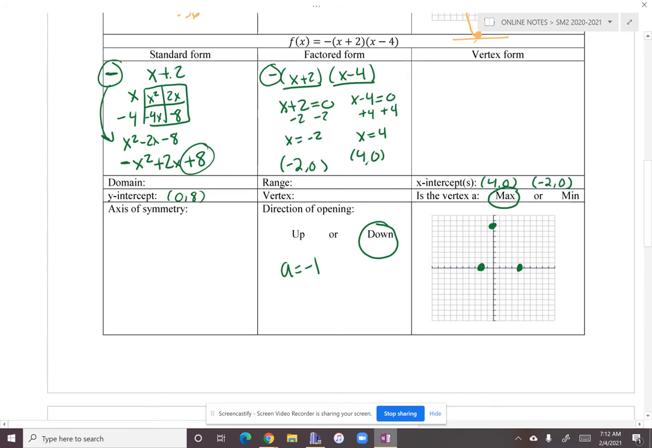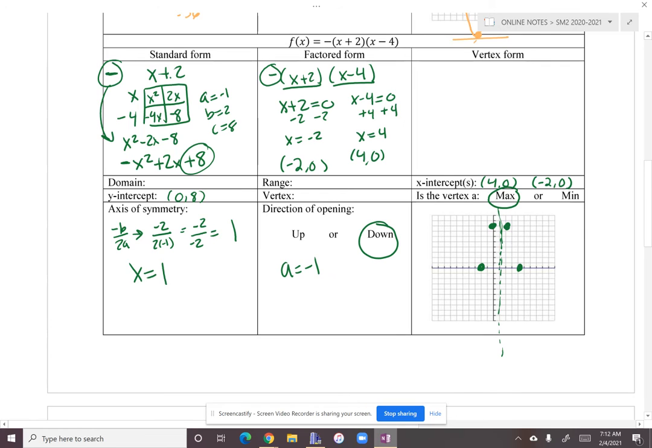Now I'm going to find my vertex by going negative b over 2a, and I get negative 2, because a is negative 1, b is 2, and c is 8. Negative 2 over 2 times negative 1, which is negative 2 over negative 2, which is 1. So the axis of symmetry is x equals 1, which kind of helps us out a little bit, which tells me that there's also a point right there.